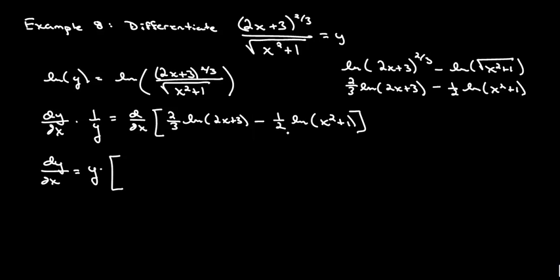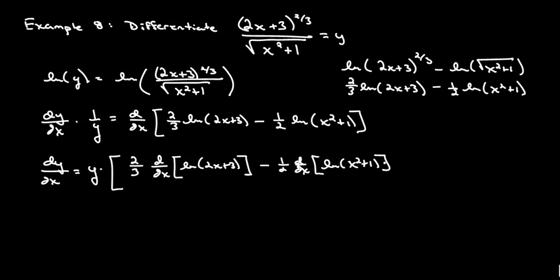Now, we got to take the derivative of each of these guys separately. So this is going to be 2/3 d dx of 2x plus 3 minus 1/2 d dx natural log x squared plus 1. Okay, now y is equal to this ugly mess. We'll put that guy in there later. So let's just put it down here for a minute.